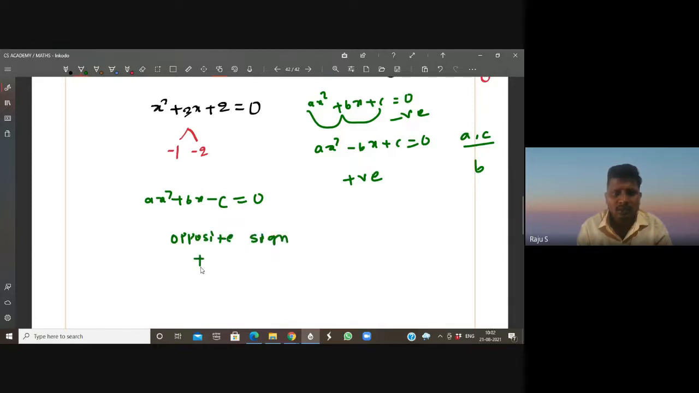Nothing, one root is positive, another root is negative. In the first case, both roots are negative. Here both roots are negative. Here both roots are positive. Here one root is positive, one root is negative.